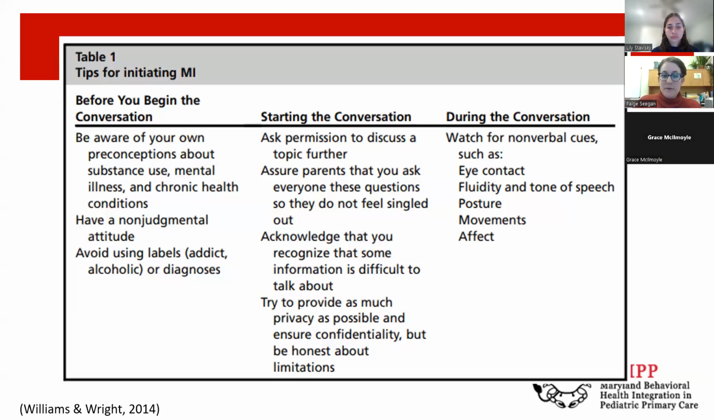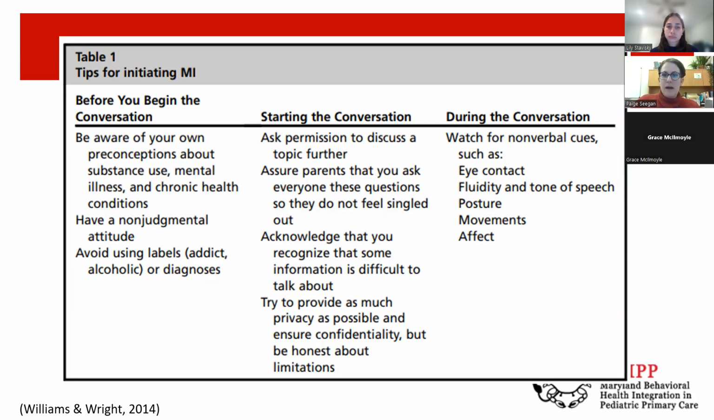Acknowledge that you recognize that some information is difficult to talk about. So again, expressing empathy, acknowledging that these things can be challenging to talk about. And then try to make things private. Depending on where you work and what the actual environment looks like, try to maintain confidentiality for your patients as much as possible. And then during the conversation, like we talked about before, watch for nonverbal cues. Is the strategy or skill I'm using landing well, or do I need to change it up?